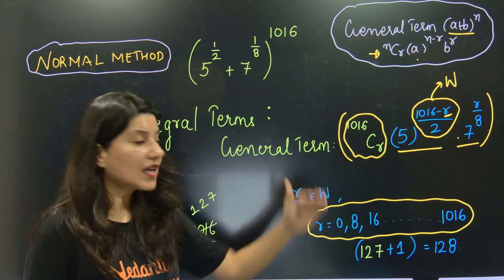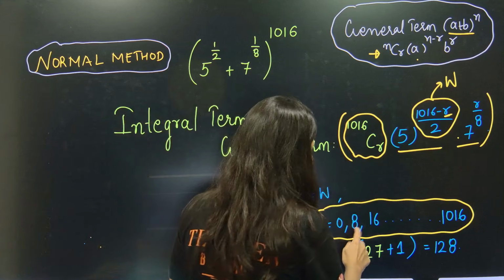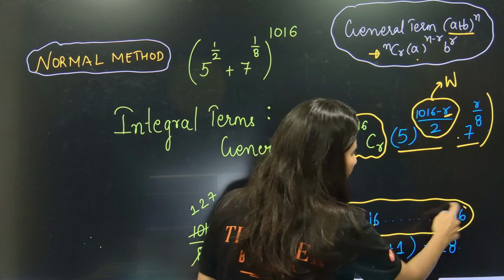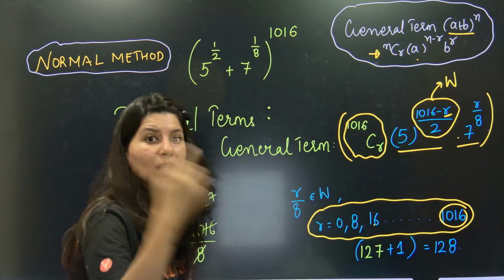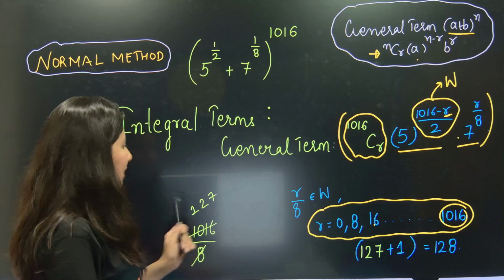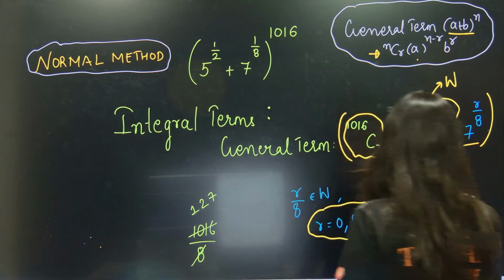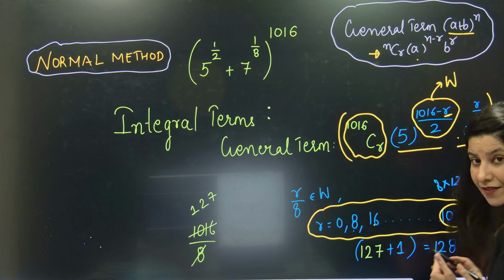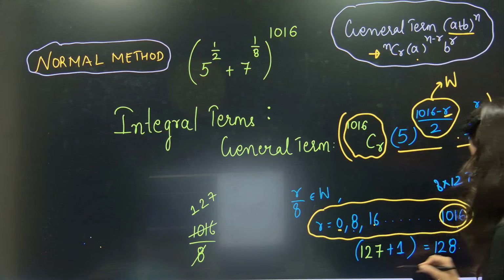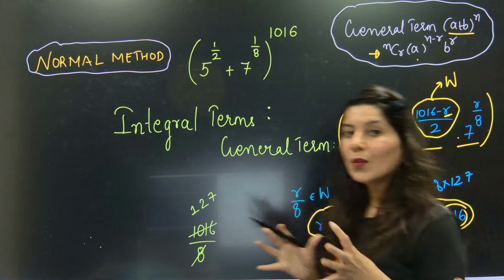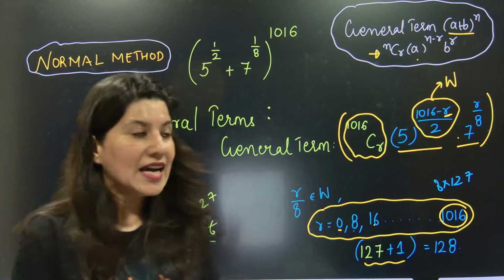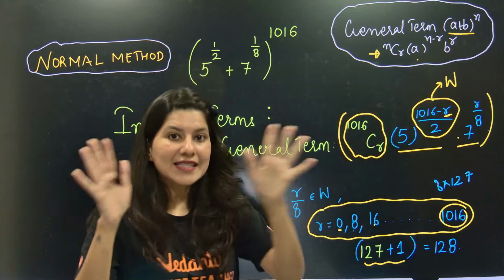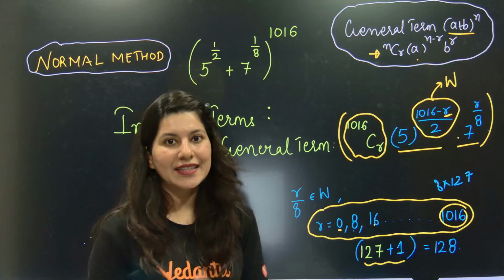Now you start counting. 8 ones are 8, 8 twos are 16, and what about 1016? 1016 is 8 multiplied by what? 8 multiplied by 127, correct? So from here to here it is 127, plus this one will be 128. So a total of 128 values of r give me this general term as an integral term. That's why 128 is the final answer.